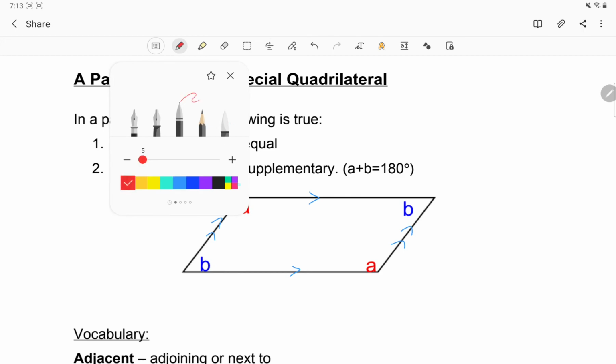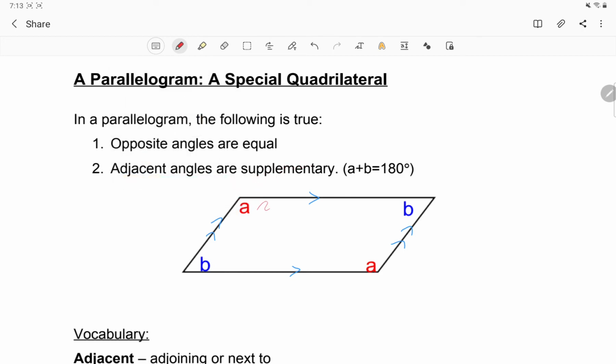The additional things we know is that opposite angles are equal. So this A right here is equal to this A right here, and this B is equal to that B right there. We also know that adjacent angles are supplementary. Adjacent angles are angles next to each other, for example, this A right here and this B right here. And supplementary simply means that it adds up to 180 degrees.